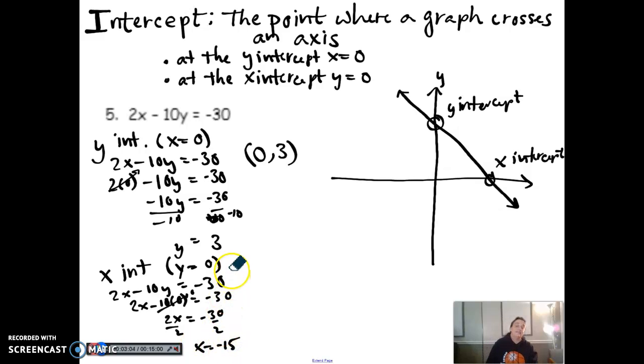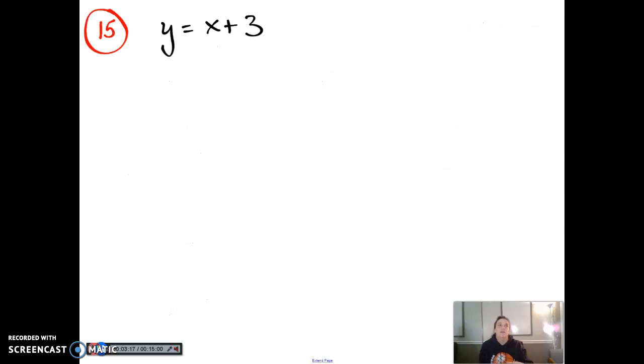So again, I can say that my x-intercept is negative 15, but I have to remember that's a point, negative 15, comma, 0. And one of the reasons we like these is that we can use these intercepts to graph any equation, right? It's just a quick way to graph them. So number 15 is another example from the problem, and it said to find the intercepts and graph.